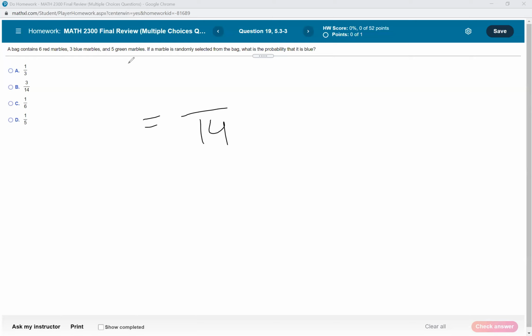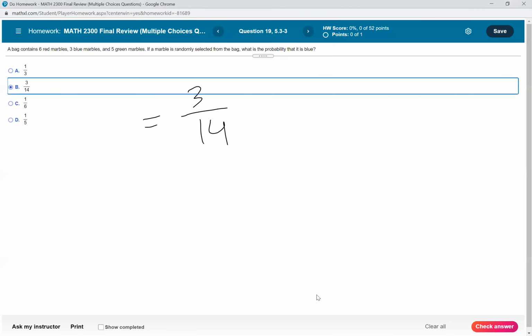And in our favor, we want to randomly select a blue marble, right? So how many blues do we have? 3. So it will be 3 over 14. So the answer is 3 over 14.